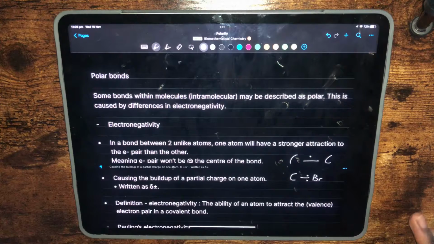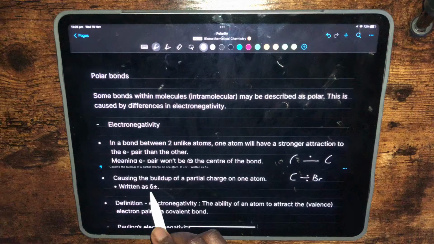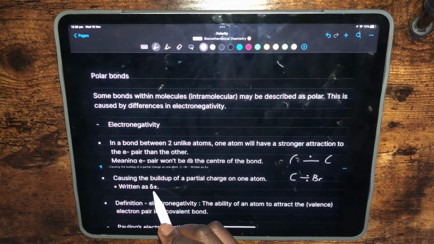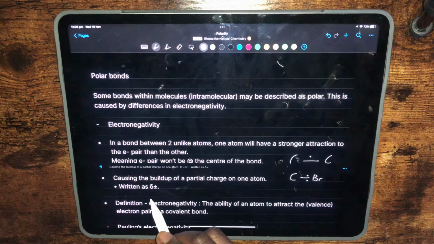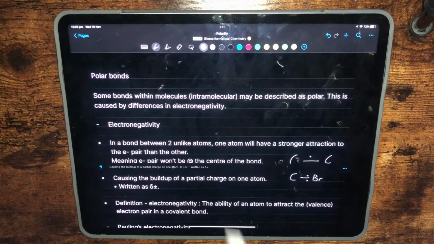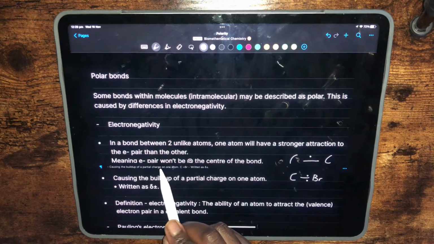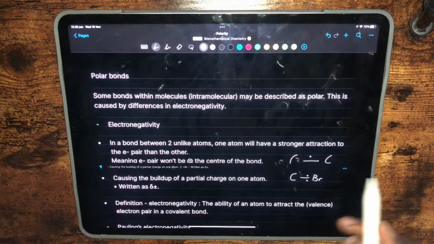This causes a buildup of partial charge on an atom, and this is written as a delta positive or delta negative. This is called the partial charge. When we write it as this lowercase delta, that represents partial charge, and you've probably seen this when it comes to electrophilic addition. But just to emphasize the previous point, this is still true for other cases.